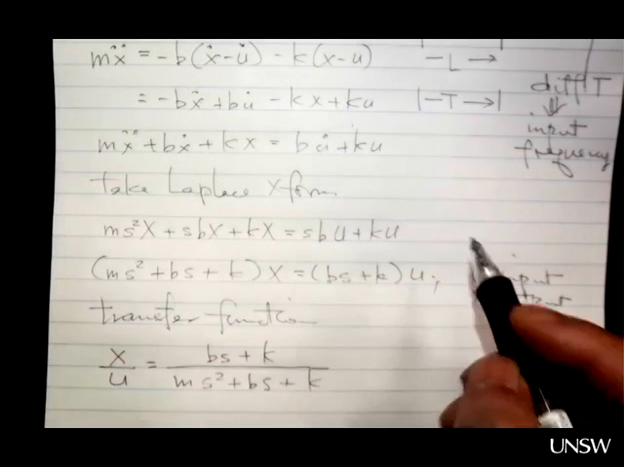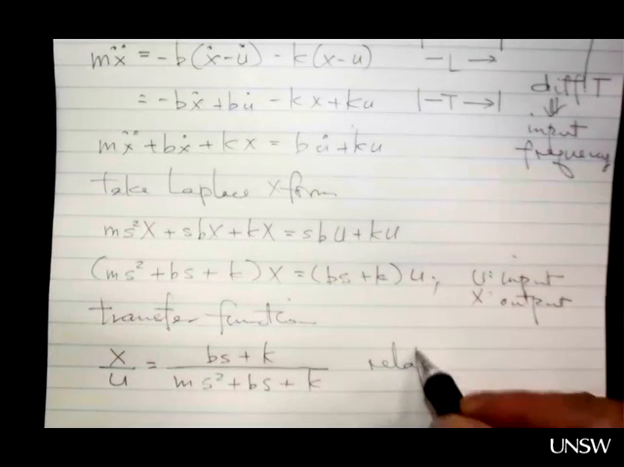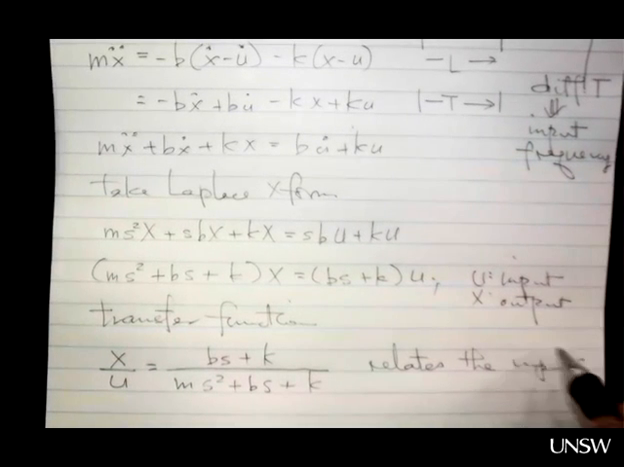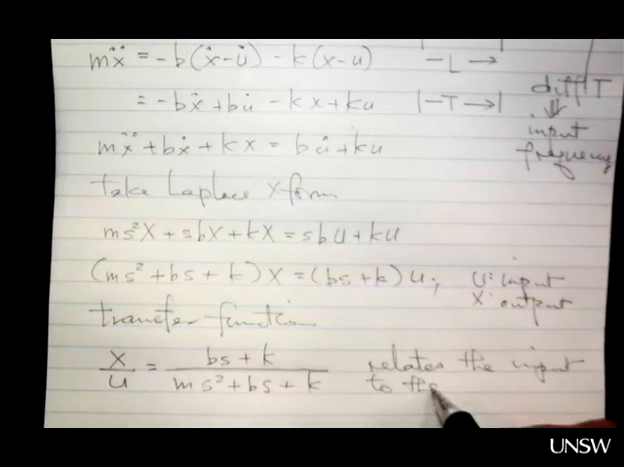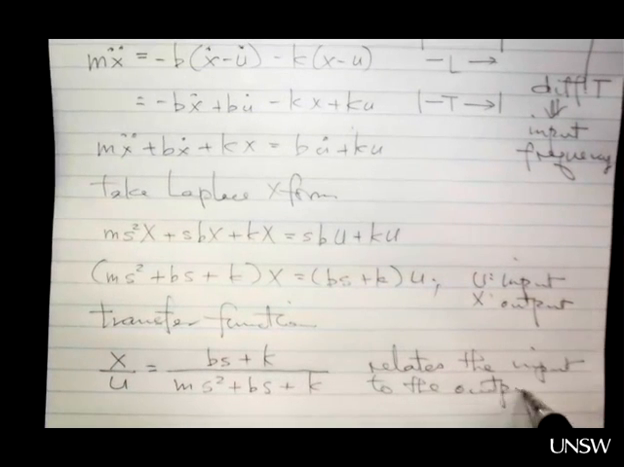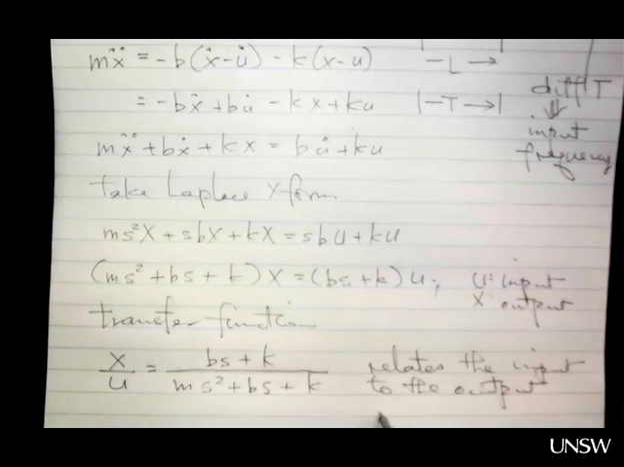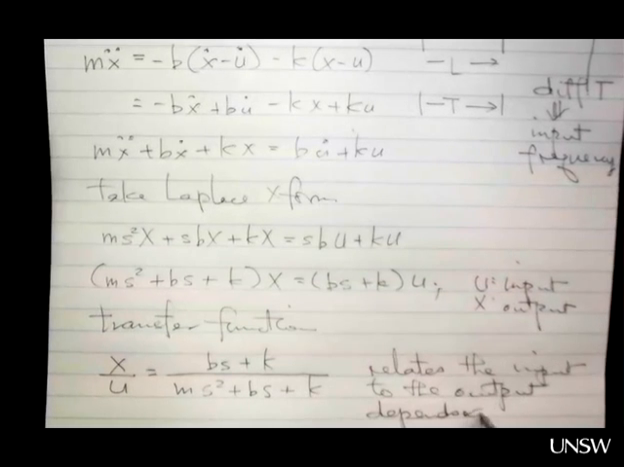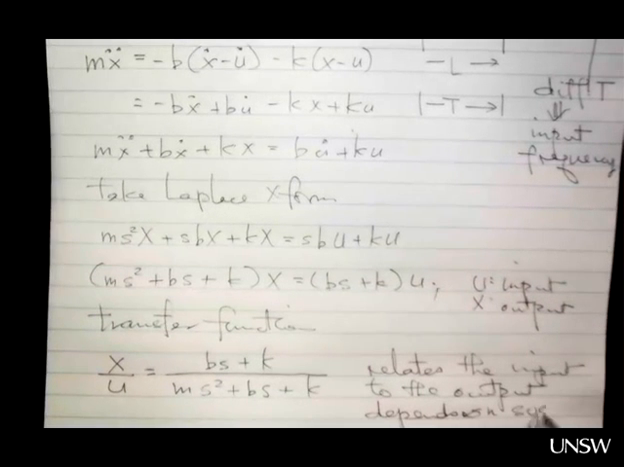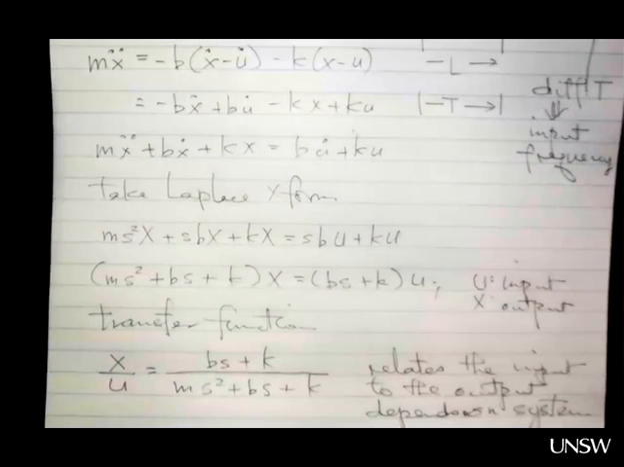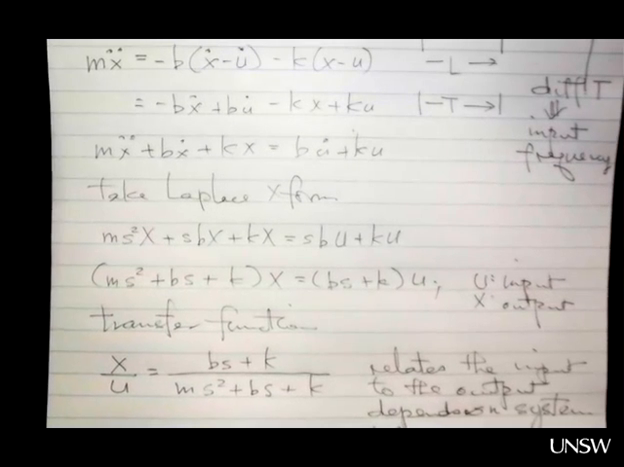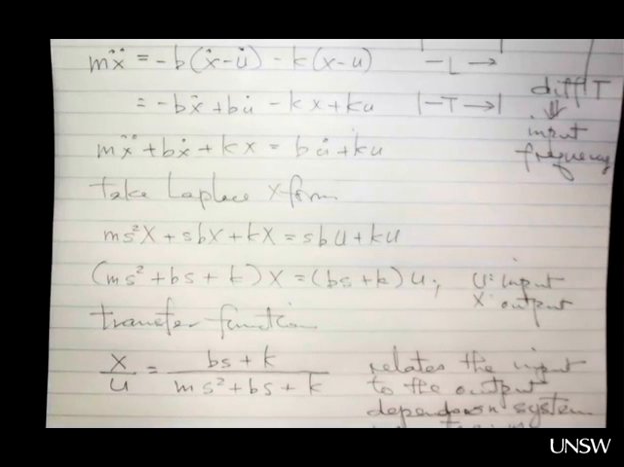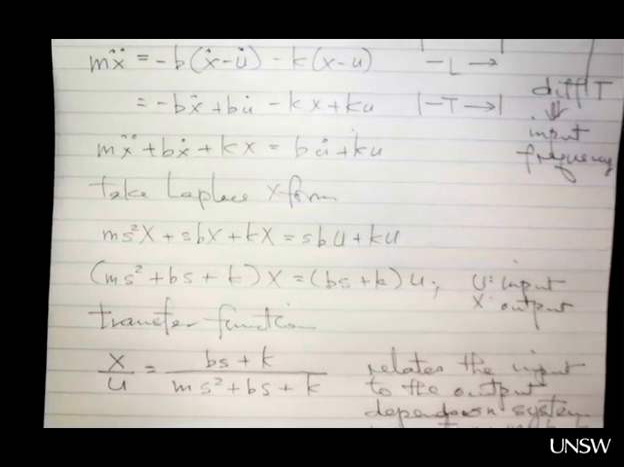So the transfer function relates the input to the output, and it depends on the system parameters. And in this case, our system parameters are the m, b, and k.